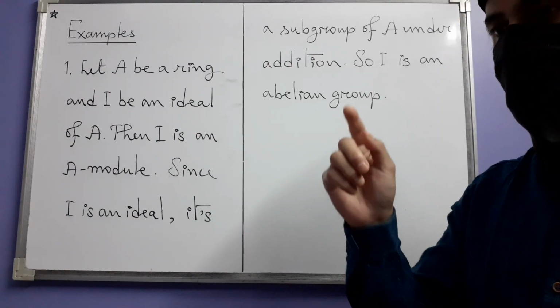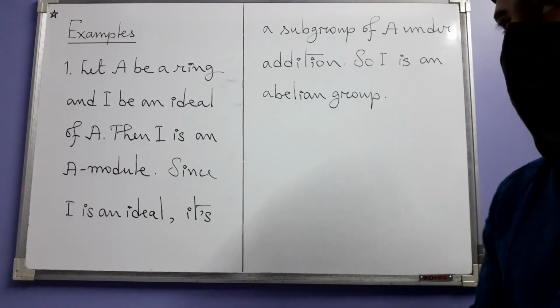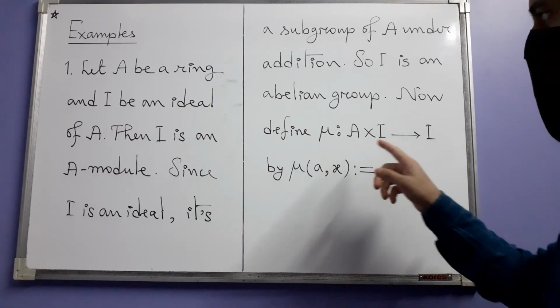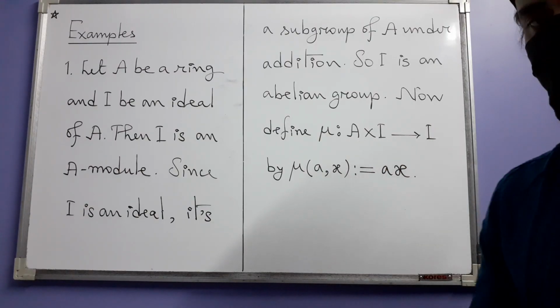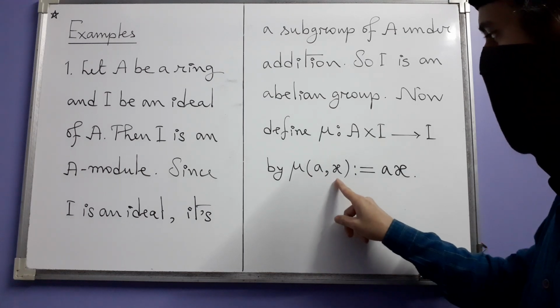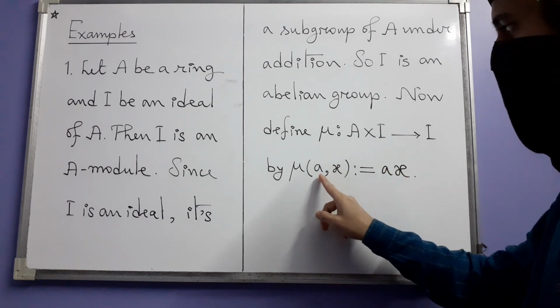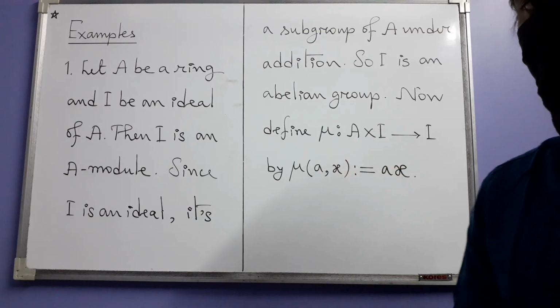So it is that function mu which we need for I to be a module. And we define that function like this. Define mu from A times I into I given by this formula. Mu of a comma x by definition is ax. Here of course it's understood that a is an element of A and x is an element of I.